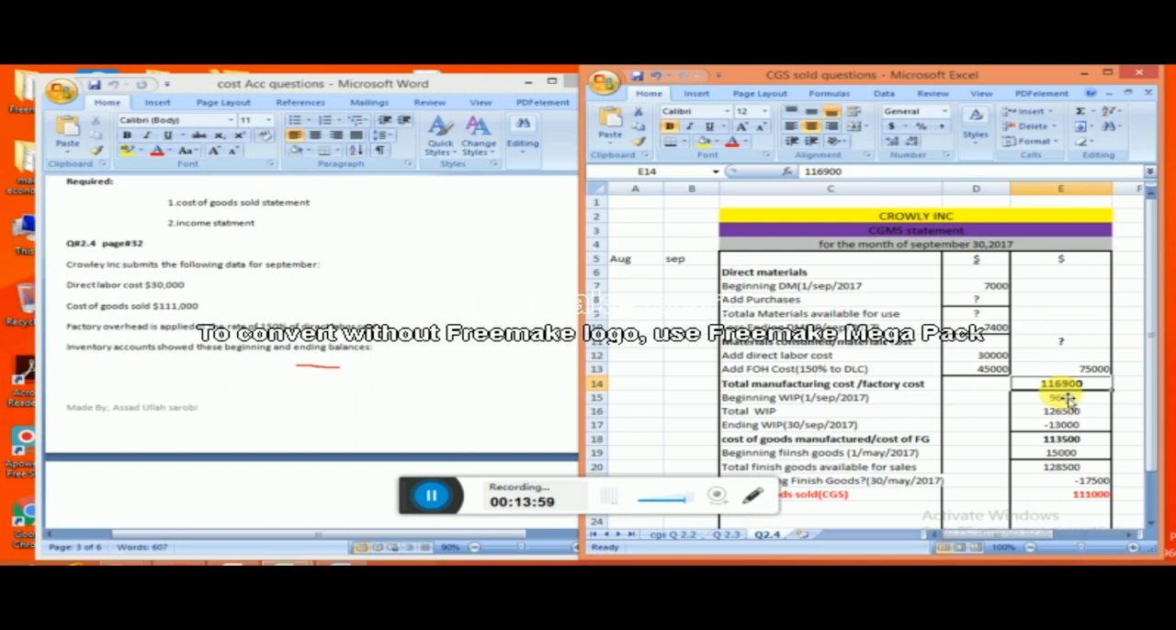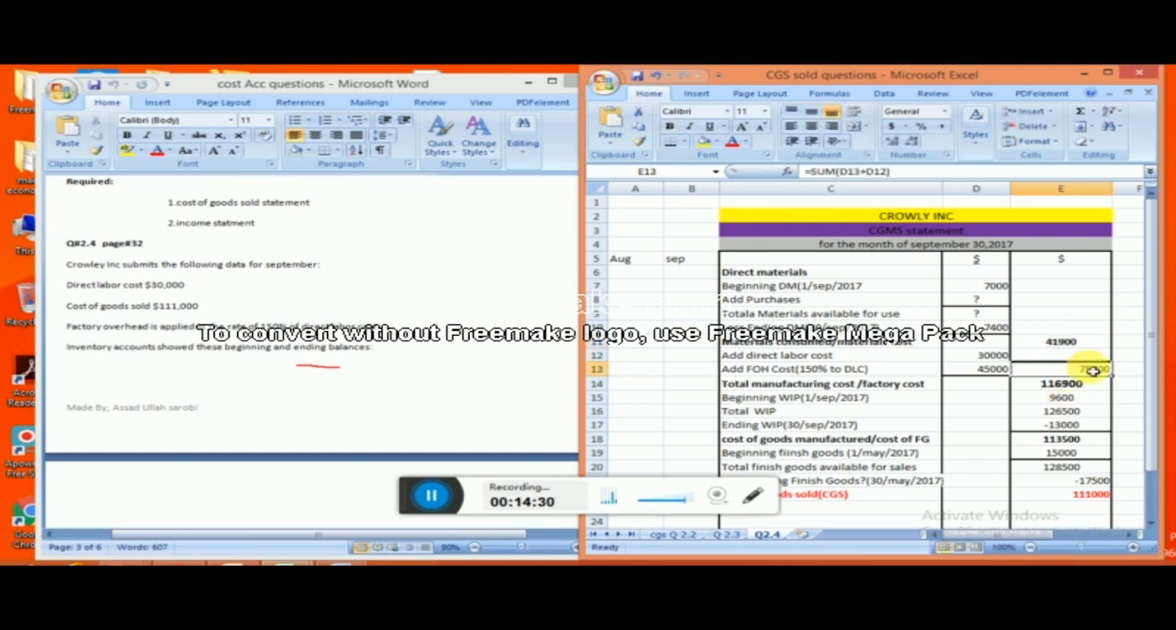1,16,900. Now the two are given, direct labor and factory overhead. The sum of these is 75,000. So we can easily find the material cost. How? Total manufacturing cost minus 75,000. 1,16,900 minus 75,000. So what will be the difference? That difference is material cost. How much? 41,900.